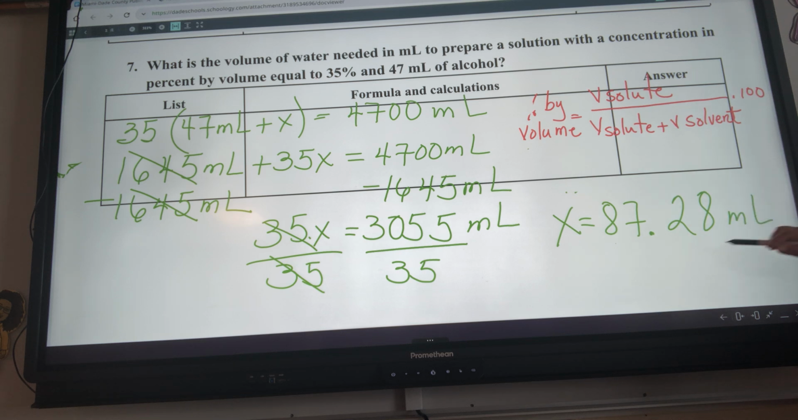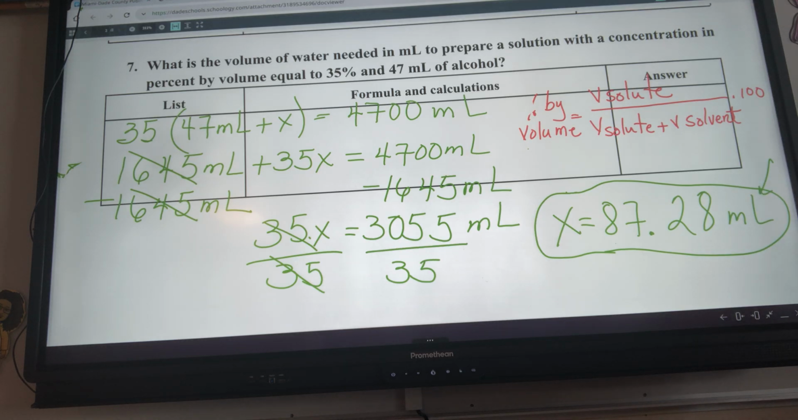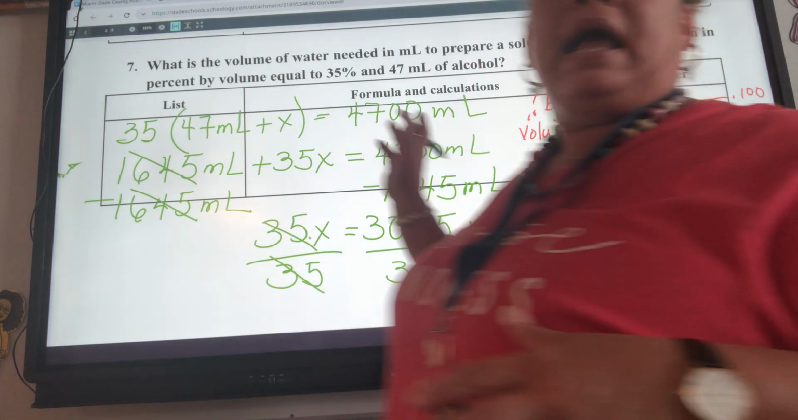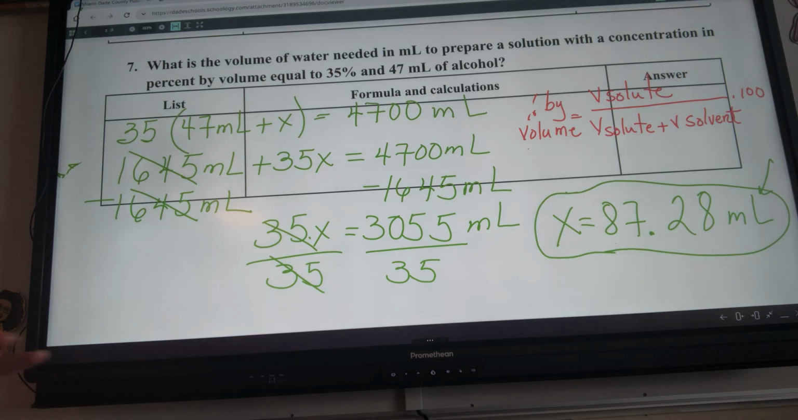Milliliters, because what am I looking for? Look at the question. The volume. Volume can't be given in grams. You're looking for volume: liters, milliliters, deciliters, centiliters. Now you write the answer using a complete sentence and you're done.